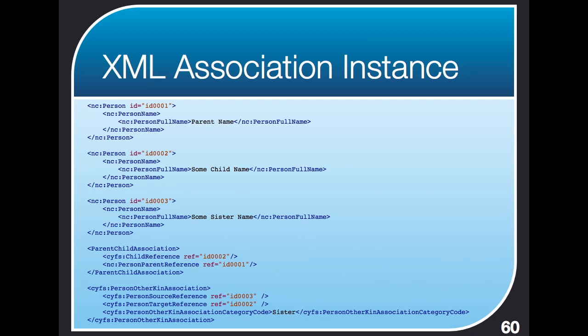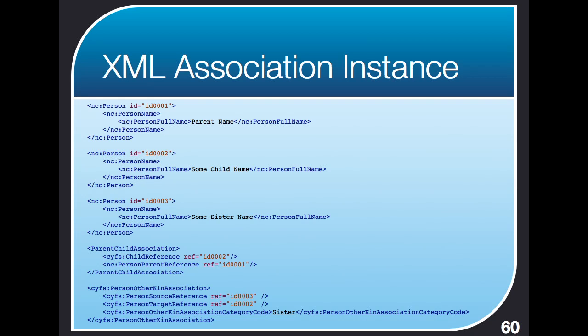So how do these associations look in an instance document? Well, something like this. At the top we see we have three person objects, and right now the first one's the parent, the second one's the child, and the third is the sister, and this goes back to that earlier diagram. And we just give them IDs.